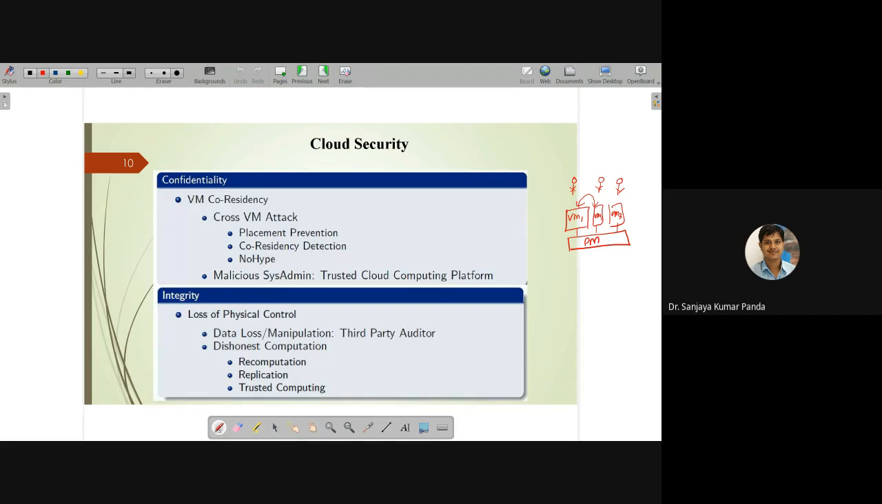There are some other possible attacks as well, like placement prevention and co-residency detection. Unless they know that they are co-resident, they cannot launch the attack, right? These are some of the problems, and solutions exist to address them. There is also another one called a malicious system admin. If the provider is malicious, or an intruder is the provider, owning some resources and offering them as a cloud service, then this type of problem can also happen.